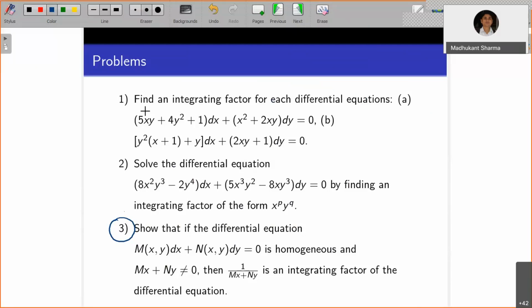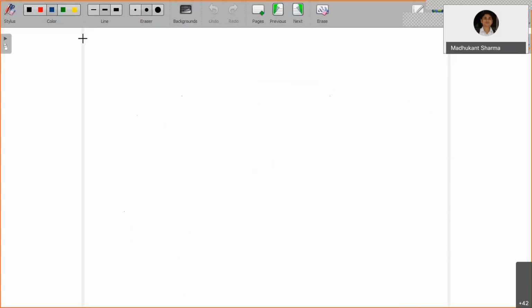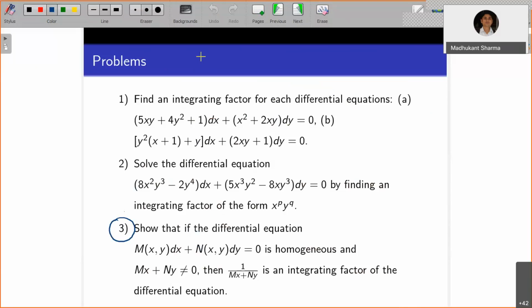Okay, so the first problem here I can look at. Find an integrating factor for each differential equation. So let's look at the first problem, the first part, 1a. I may give the final integrating factor.